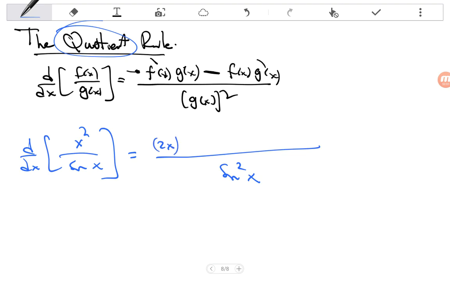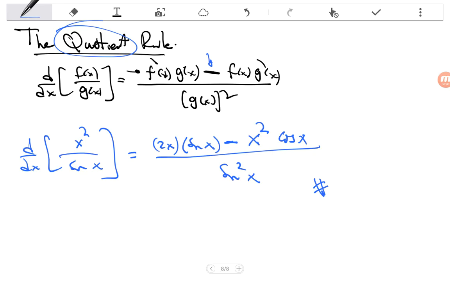It would be 2x. Then I complete the numerator in a form like the product rule, but with a negative sign instead of a positive sign. I've just differentiated the numerator, so I'll multiply it by the denominator as it is, sine x, minus the numerator as it is times the derivative of the denominator, which is cosine x. So that is the derivative in this case.